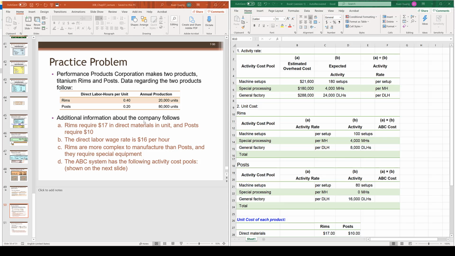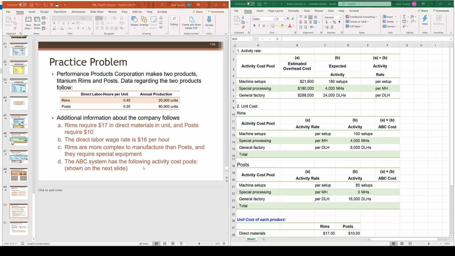Additional information about the company follows. Rims require $17 in direct materials per unit, and posts require $10. The direct labor wage rate is $16 per hour. Rims are more complex to manufacture than posts, and they require special equipment.